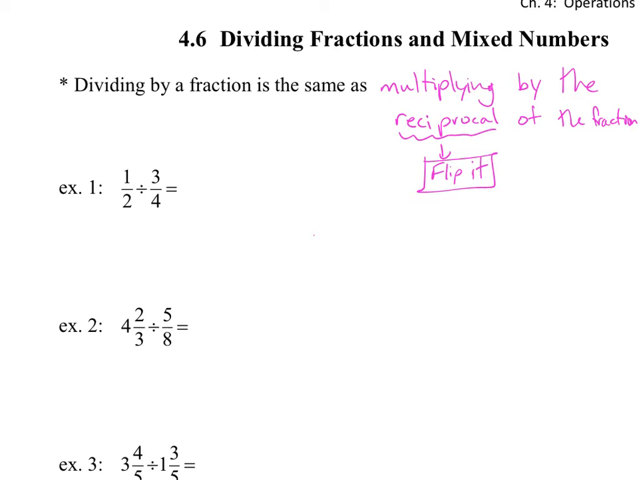So the first fraction always stays the same. So this one, 1/2 divided by 3/4 is the same as 1 over 2. And instead of division, we're going to multiply, and we're going to flip the second fraction. So instead of 3 on the top, we're going to have 4 on the top and 3 on the bottom.